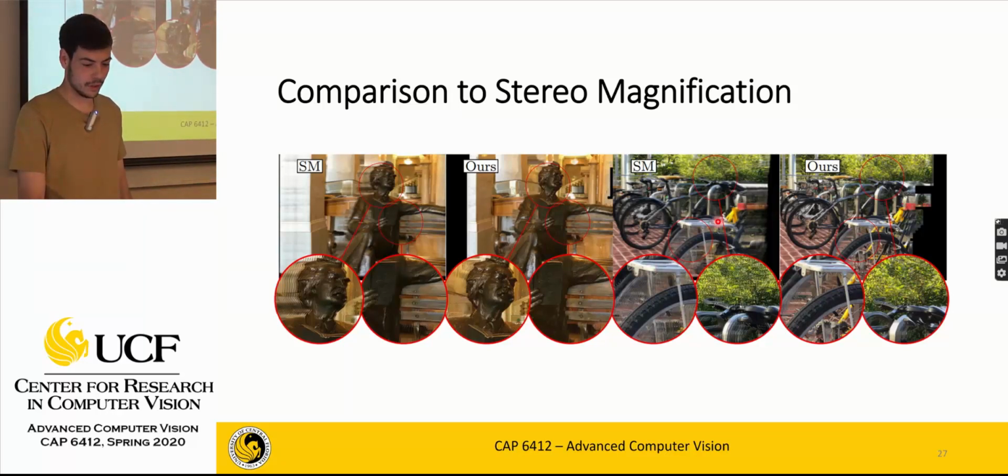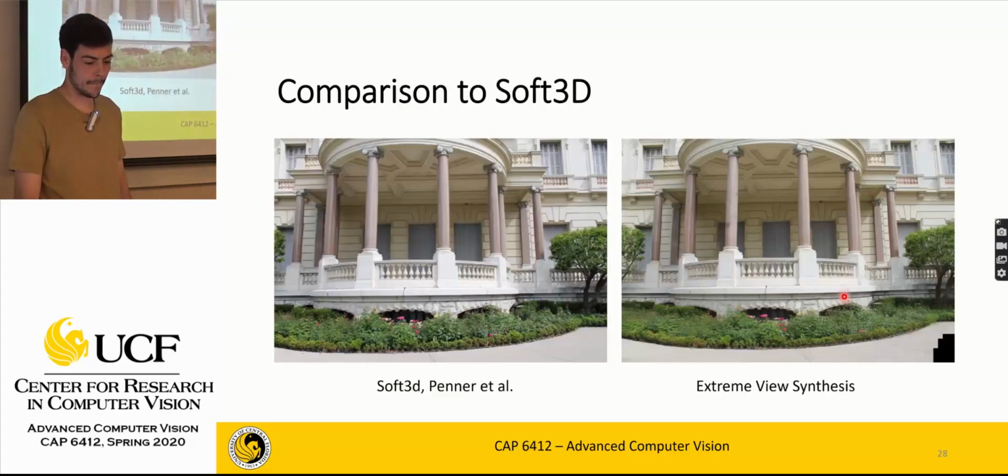You can see that this statue is almost entirely clear with very defined edges and overall just a better quality. Same thing in this picture where you can see the bikes and the textures are very blurry within this image, but using the extreme view synthesis network, they're able to get much clearer images with sharp corners.